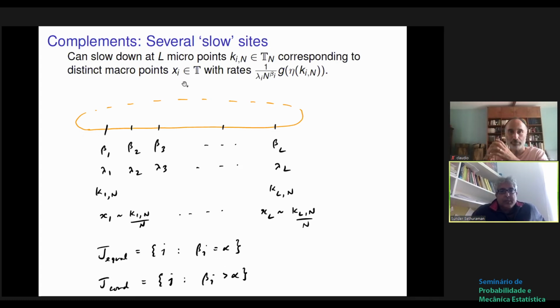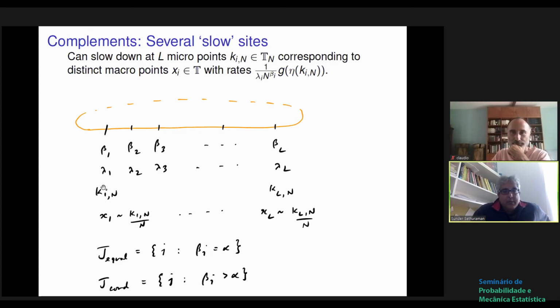Natural question is, what if you had more than one defect, right? In fact, in the paper by Milton, Claudio, and Augusto, they did many defects. So we're not able to do their setting exactly, but we have a case of their setting. So suppose that you have some macroscopic sites x_i, which are distinct, so they're separated. You have a finite number of them. Let's say you have L of them. So here's your torus in orange, and these are the L points, and each one is a defect in some way.